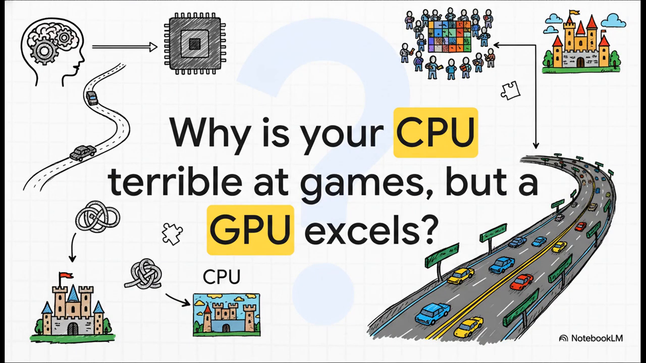So let's start with a puzzle. You've got this super powerful CPU, your central processing unit. It's a genius, right? A master of complex logic. But try to get it to render a modern video game, and it just falls apart. Meanwhile, the GPU, the graphics processing unit, handles those same stunning visuals like it's nothing. So what gives? The answer is all about how they work, and it's a total game changer.